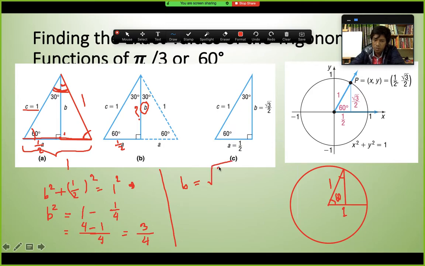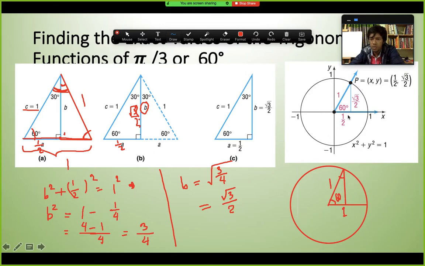Since it is length, we will not have to take the minus side. So this is root of 3 divided by 4. But we know that root of 4 means 2, and root of 3 we do not know exactly, some decimal value. So b means root 3 by 2. That means now we know this side is root 3 by 2 and this side is half.